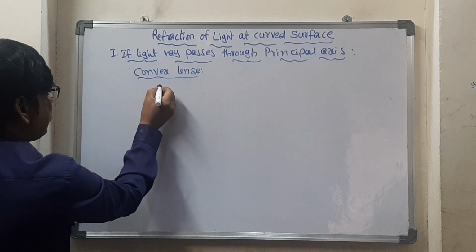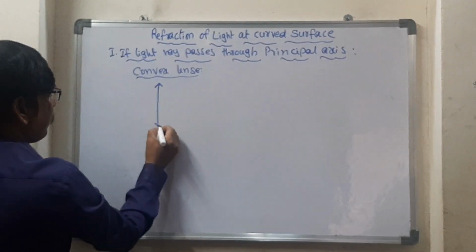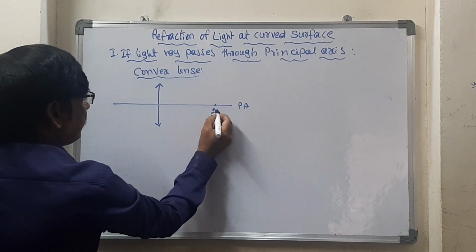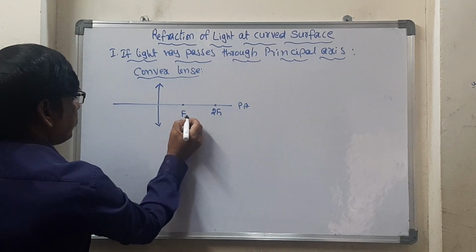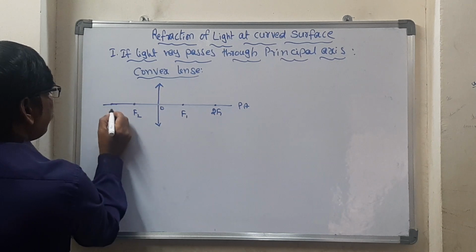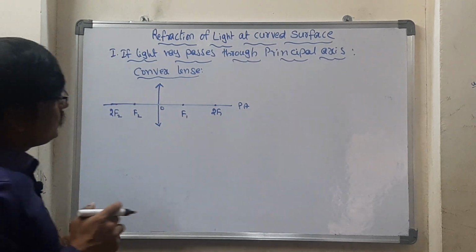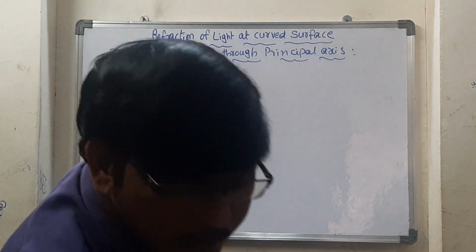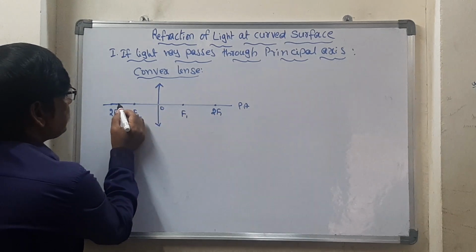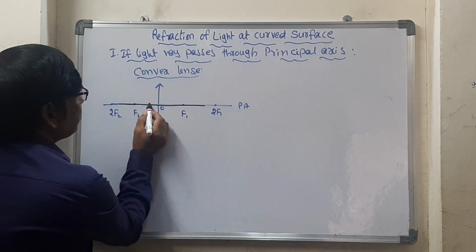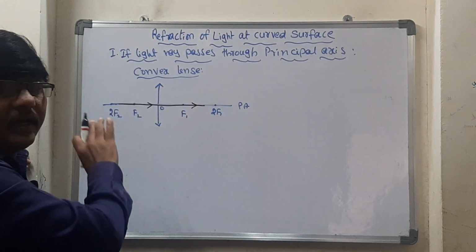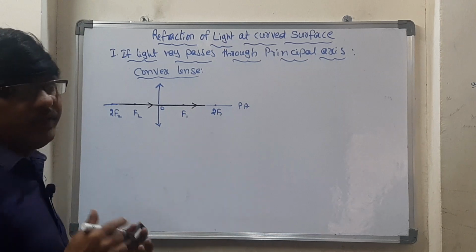So first let us draw the convex lens. Draw the principal axis. Take 2F1, F1, optic center, F2, 2F2. So here, if the ray is passing through the principal axis, let us take one ray traveling like this. What will happen? It goes along the principal axis without any deviation, isn't it?